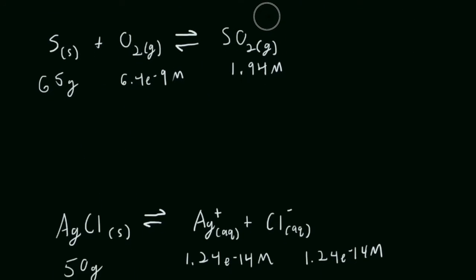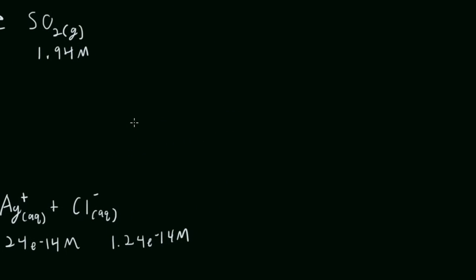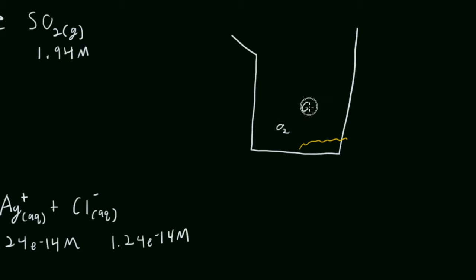And the next one, we have a solid. Now remember, we don't include solids or liquids in our equilibrium expressions. Why is that? Well, if I consider this just in a beaker here. This is the sulfur, a little bit of sulfur, which is a nice kind of golden color, sitting right here, reacting with O2 in the air. Well, the O2 is going to hit the sulfur here, and it's going to react.